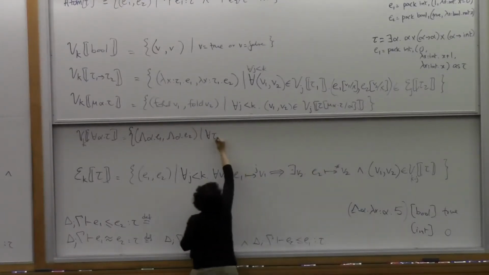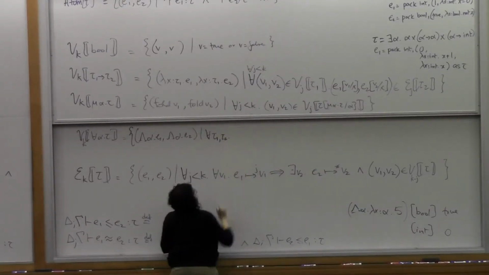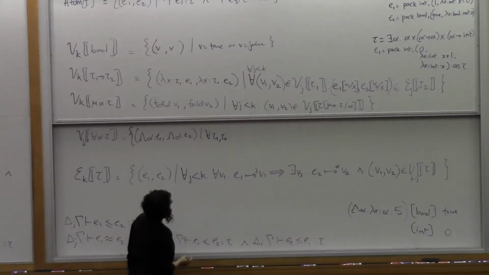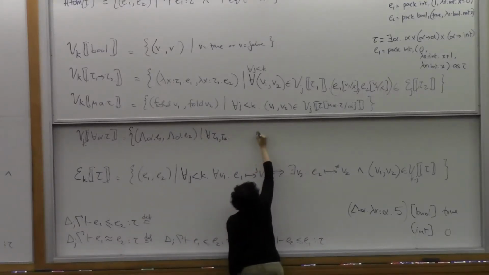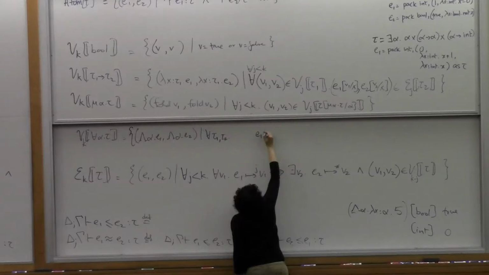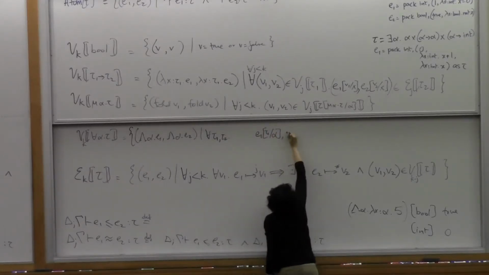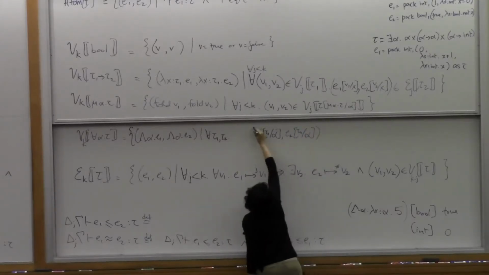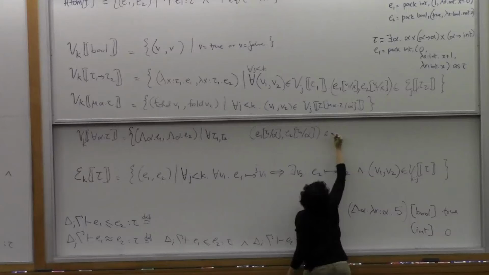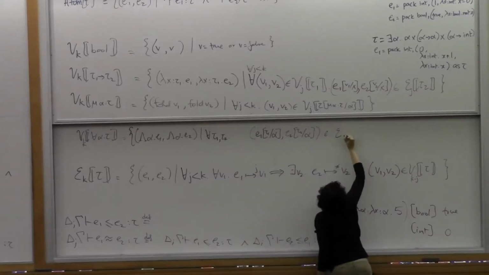We want to say, give me a tau 1 and give me a tau 2. And then we want to say that E1 with tau 1 substituted for alpha should be related to E2 with tau 2 substituted for alpha. These are expressions, so we're going to use the expression relation.